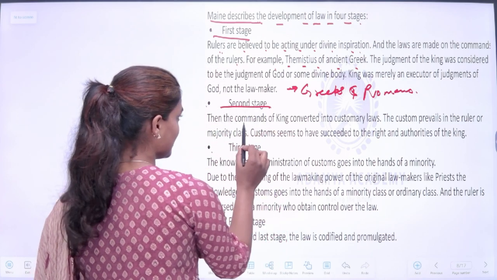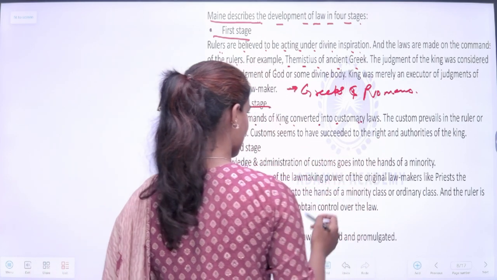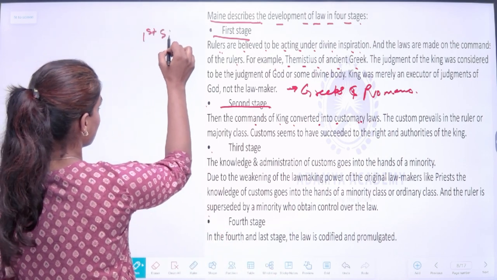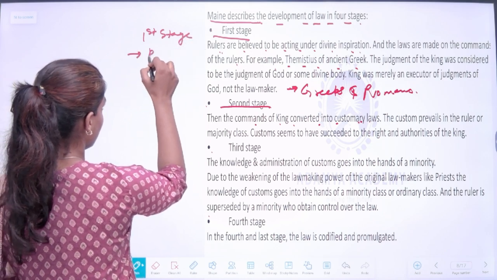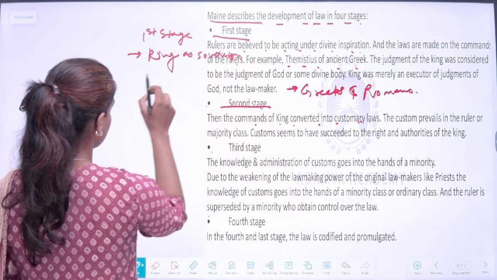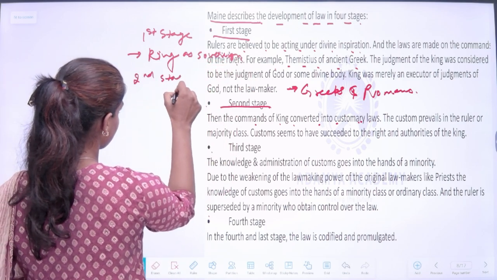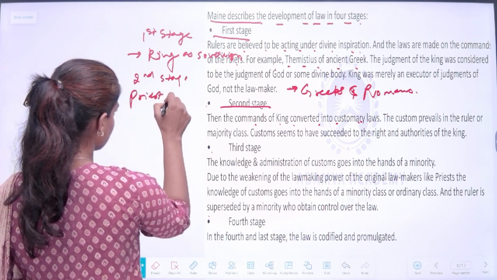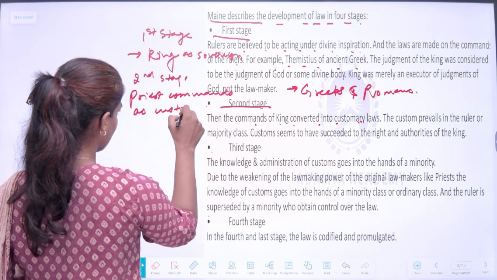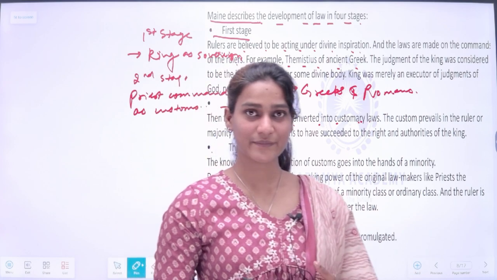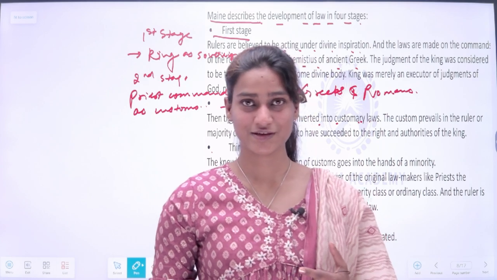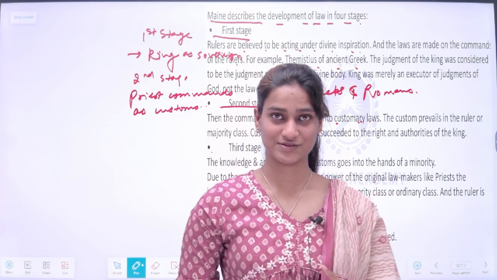Second stage, then the commands of the king converted into customary laws. First stage, king as sovereign. Second stage, priest command as customs. So in the second stage, whatever the priest commands the society to do, that became the customary law or the traditions which will be followed by the generations.